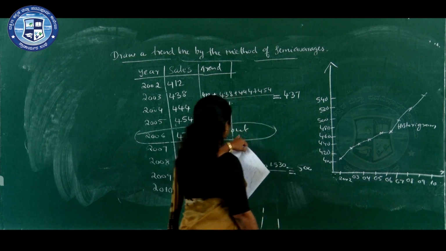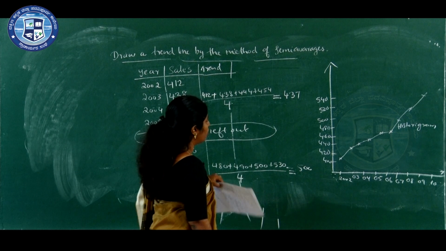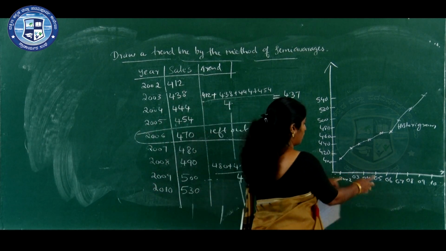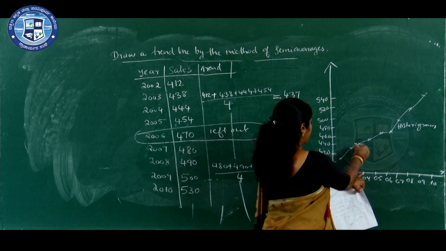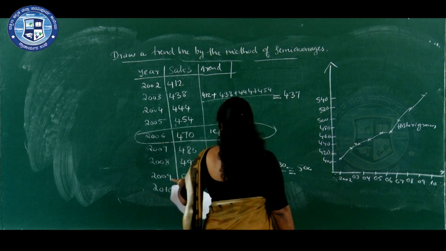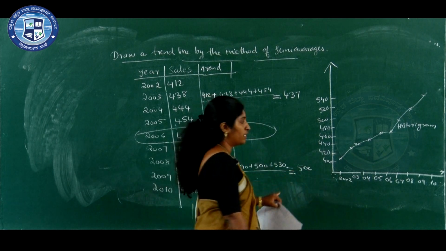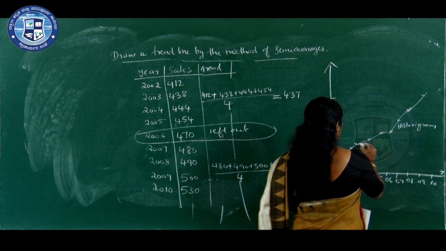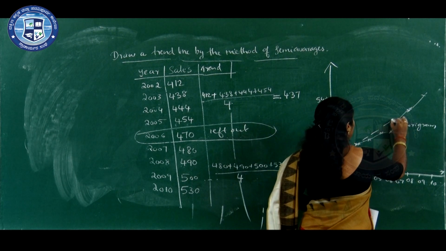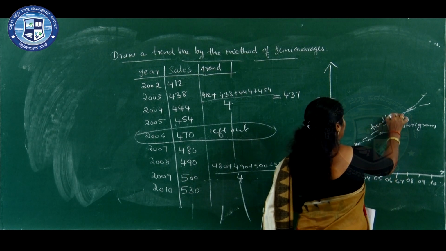Next, the trend value is 437. So, you have to mark 2004 corresponding is 437, like this. And next one, 2009 corresponding value is 500. Now join this, you will get the trend line, that is the trend line.